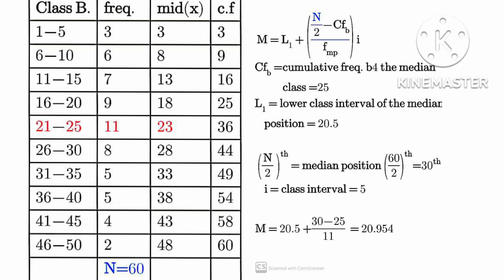Then our formula is given as L1 plus n over 2 minus CFB over FMP times I, where CFB is the cumulative frequency before the median class. So you notice that when you divide n by 2, n by 2 will give us 30, and 30 is not the median, but rather it is the median position or the median class.